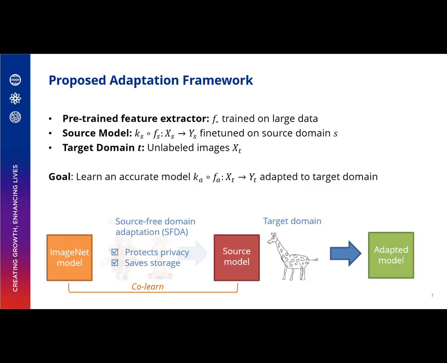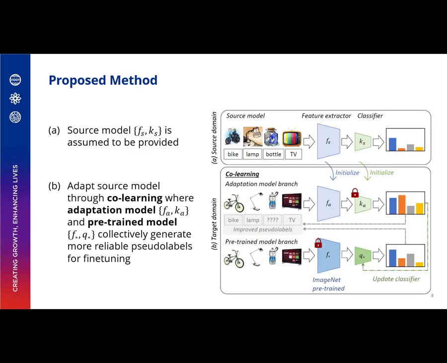Instead of discarding the pre-trained model after source training, we propose to integrate it into the adaptation process to help correct source model prediction bias. We propose a two-branch framework consisting of an adaptation model branch and a pre-trained model branch. The two models co-learn to generate more reliable target pseudolabels.